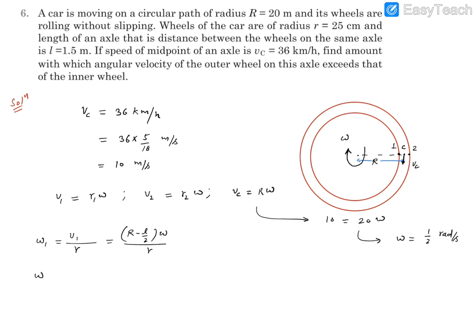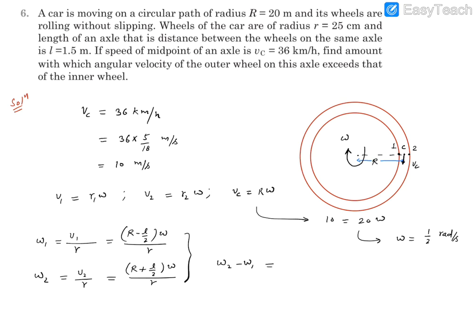Now let's write omega 2. Omega 2 is going to be the velocity of the outer wheel divided by the radius of the wheel. Velocity of the outer wheel is going to be the distance from the center, which is R plus L by 2, times omega, divided by r. Now once we know this, you can think that this omega 2 has to be greater as compared to omega 1. So it is asking what is the difference amount by which the angular velocity of the outer wheel exceeds that of the inner wheel. So basically we need to find omega 2 minus omega 1. So using these two equations, we can easily find omega 2 minus omega 1.